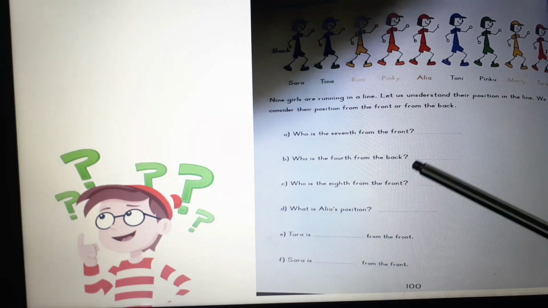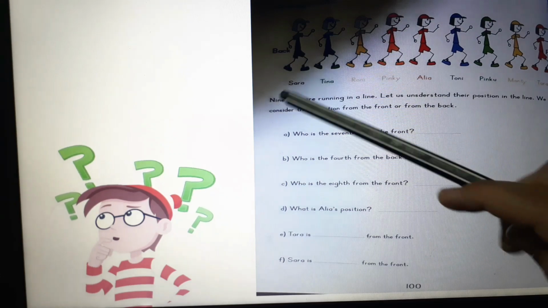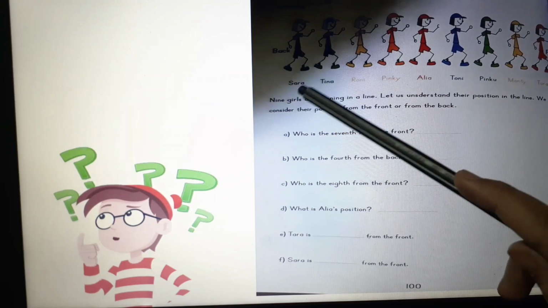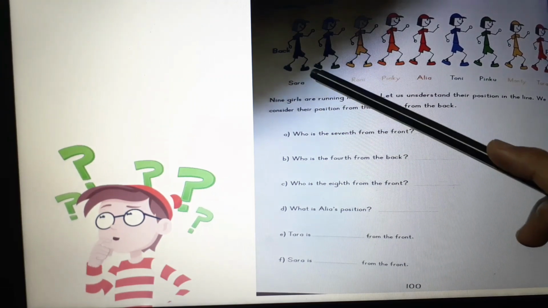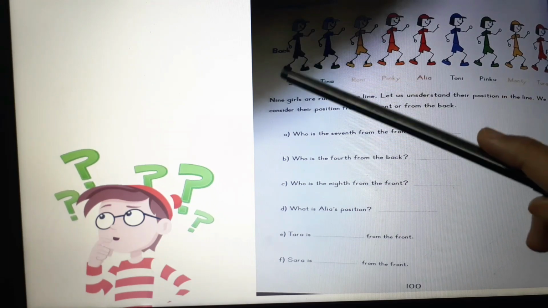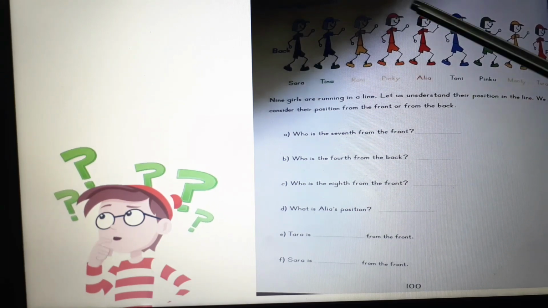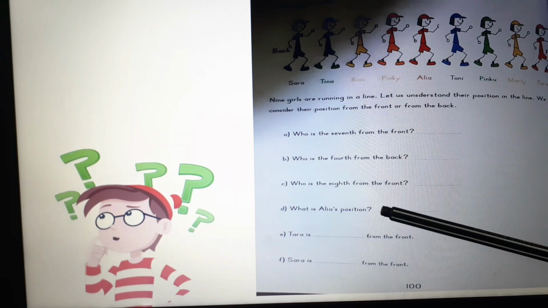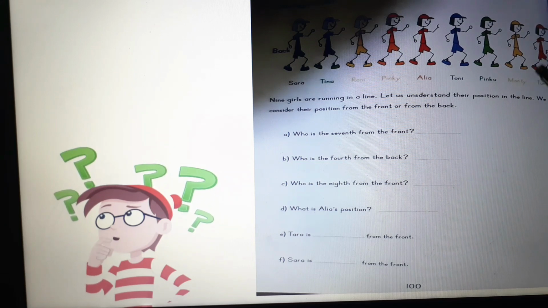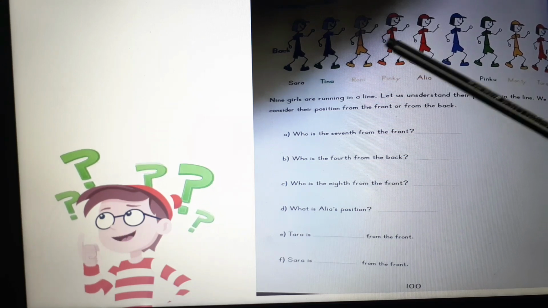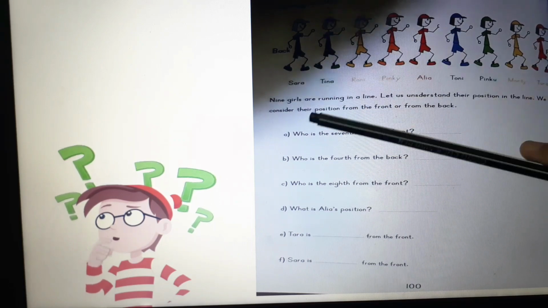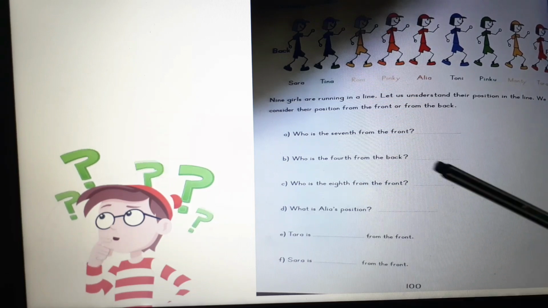Let's move to the next question. Who is the fourth from the back? From the back, we have to start counting from the back. Who is at the back position? Sarah. So start counting from Sarah. First, second, third, fourth. She is Pinky. Pinky is the fourth from the back. And C number. Who is the eighth from the front? Now start counting from Tara. First, second, third, fourth, fifth, sixth, seventh, eighth. So Tina, wearing the green cap, is in the eighth position from the front.